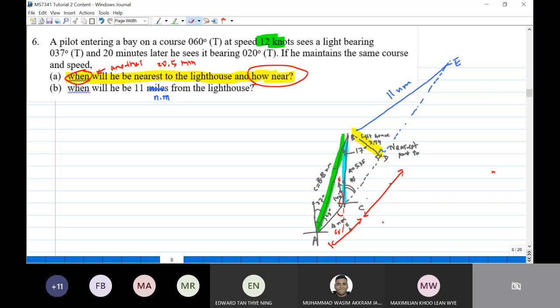How to find this? The question is when. They only tell you the distance is 11. So the question is when. I know that this one is actually 20.5 minutes, right? So I need to find another distance. What's the time taken?